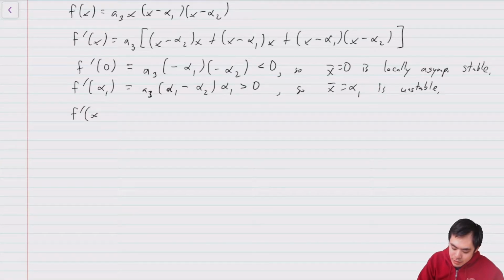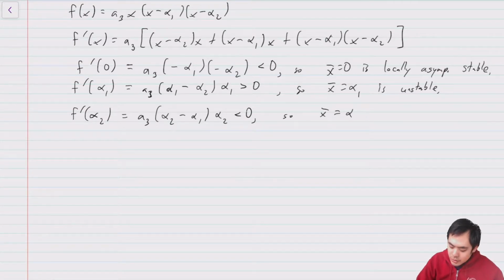And lastly, f prime of alpha 2. Well, when we solve for that, you end up getting a3, which is negative, times (alpha 2 minus alpha 1) times alpha 2, which is less than 0. So x bar equal to alpha 2 is locally asymptotically stable.